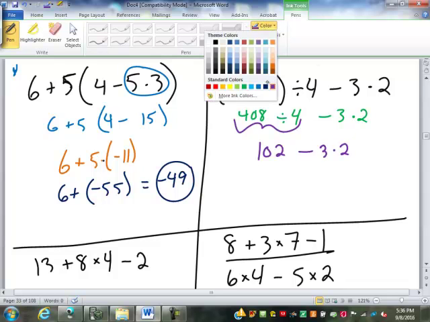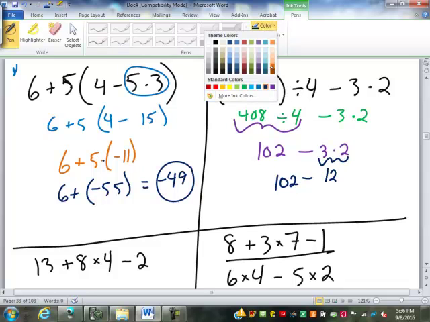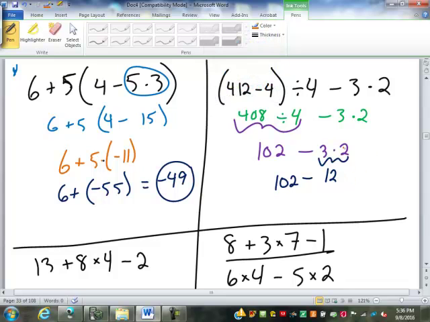And then 3 times 2 is 12. And then 3 times 2 is 6, isn't it?